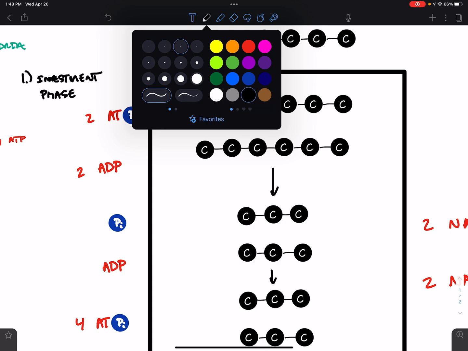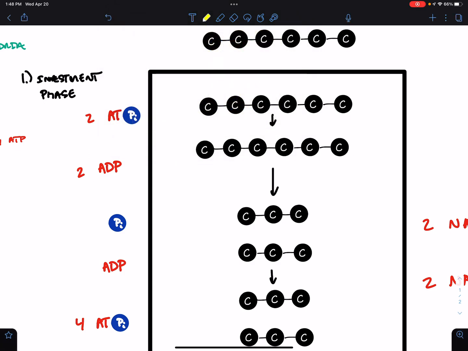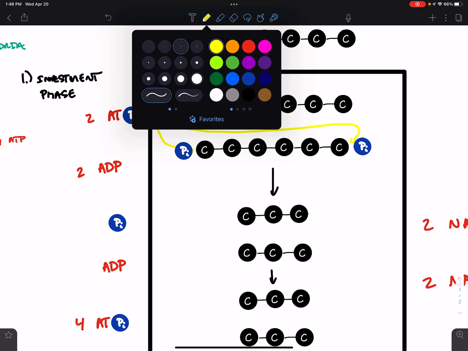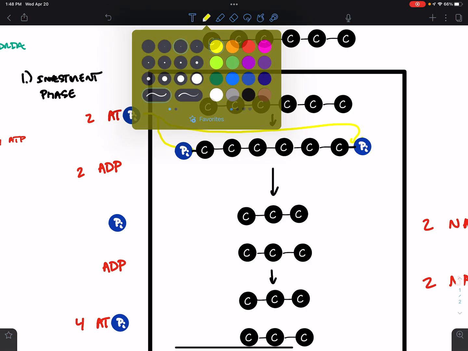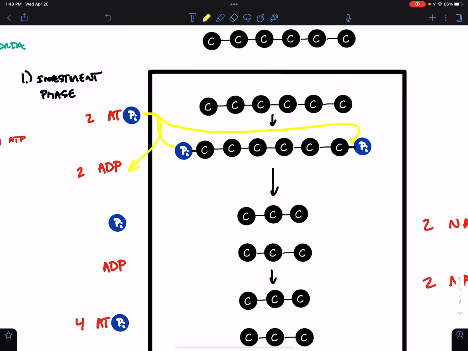So what happens here is that glucose enters glycolysis, and we drop off 2 phosphate groups on either end of the molecule here and here. And we charge up the glucose. We make it more energized than it already is. And spending these 2 ATP leaves us with 2 ADP.